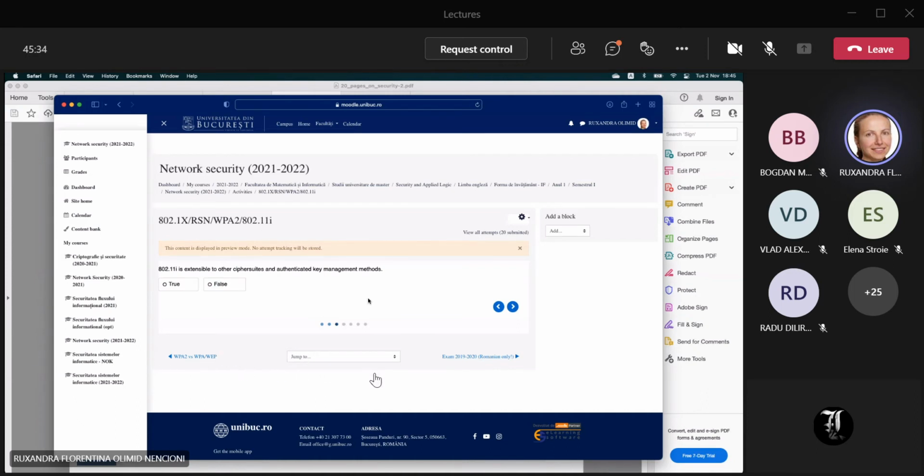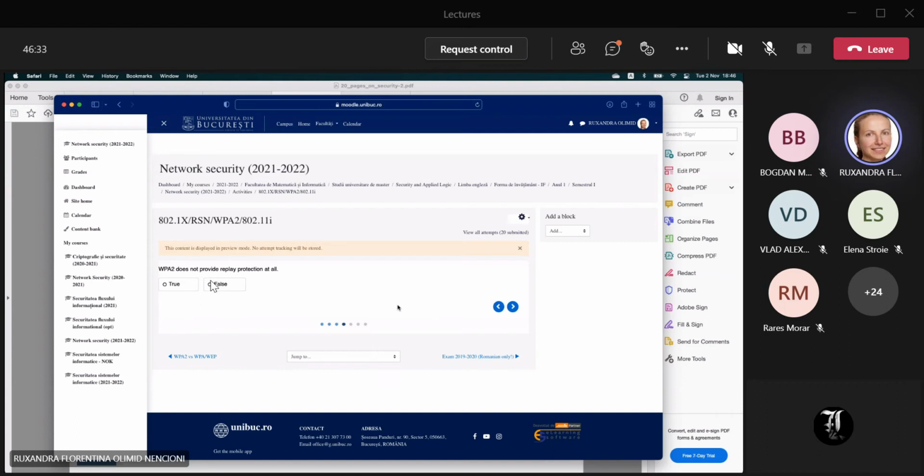802.11i is extensible to other cipher suites and authenticated key management methods. This is something that maybe we were not discussing. So if you didn't read more about it, maybe it's difficult to know it like this. It is true. So it is possible to even use other authentication methods or other cipher suites. So it can be, let's say, a negotiation between the parties on what they will later on use, except the ones that we talked about until now.